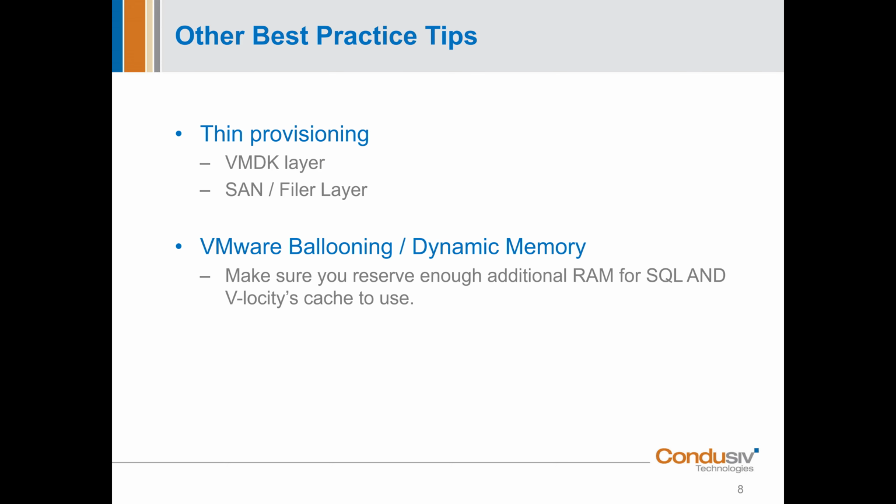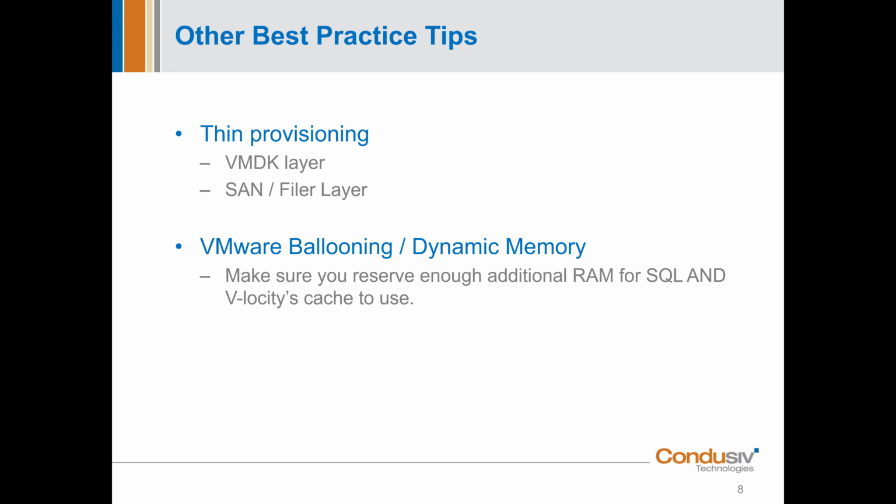If you're using thin provisioned storage, Velocity can help you reclaim space. If you're using thin provisioned VMDK files, for example, it can automatically zero out the free space so that you don't have to wait for hours for something like an sdelete pass to complete. And if you're thin provisioning down at the storage layer, it can also send SCSI unmap commands to the storage controller to say, hey, these blocks, they're no longer needed. You can add them back to the available pool.